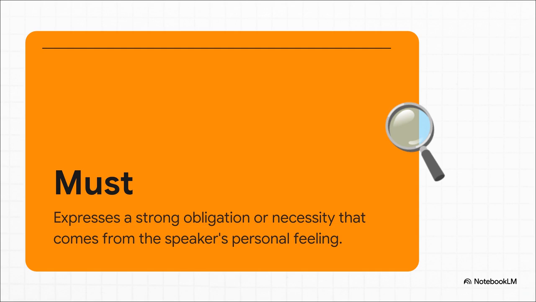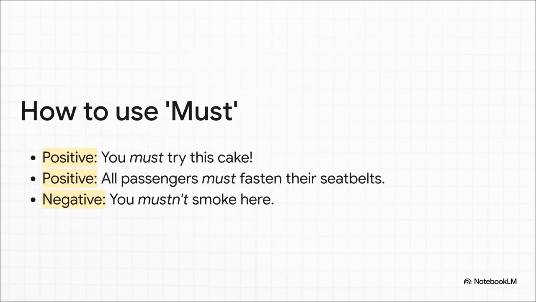Now, on the other hand, we have must. If have to is for outside rules, must is all about what's going on inside. It comes from the speaker's own feelings. It's that strong personal sense that something is important, or when you're giving someone a very strong recommendation. Like if you think to yourself, I must remember to send that email. Nobody is forcing you. That feeling of urgency is coming from you. So when you use it, you might say, you must try this cake. That's me, telling you from my own feeling that it's amazing.